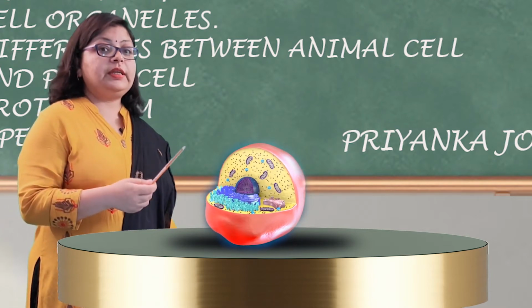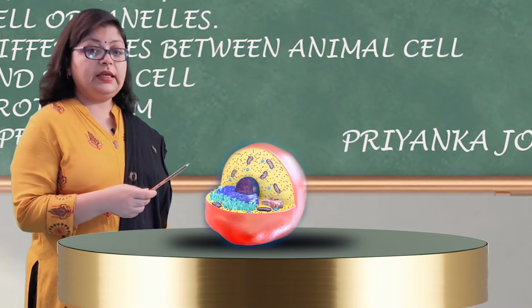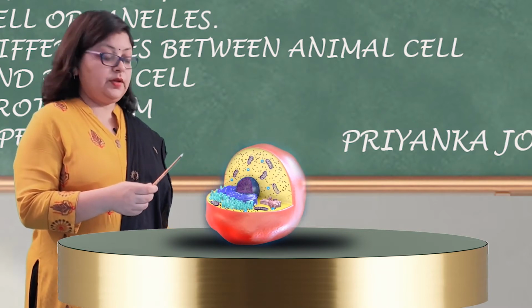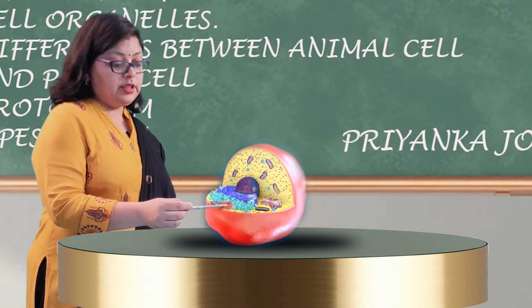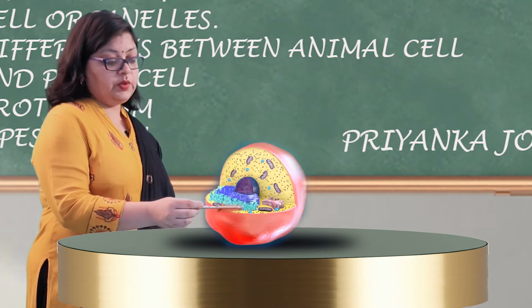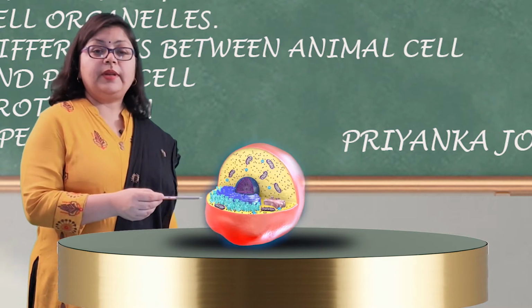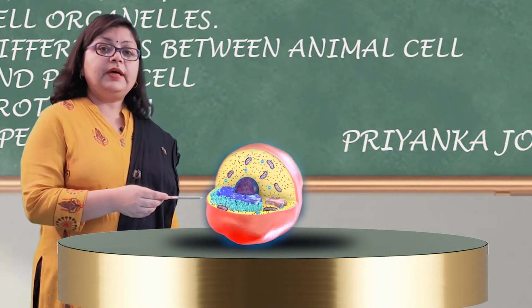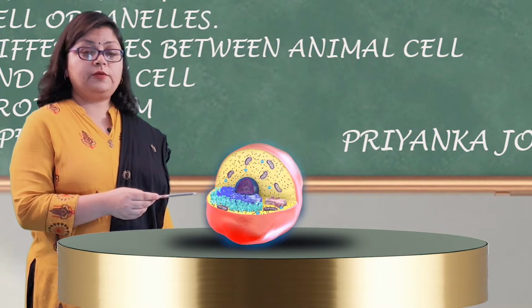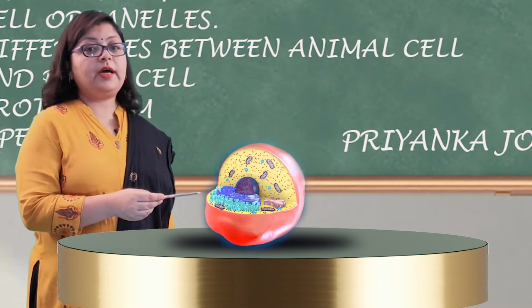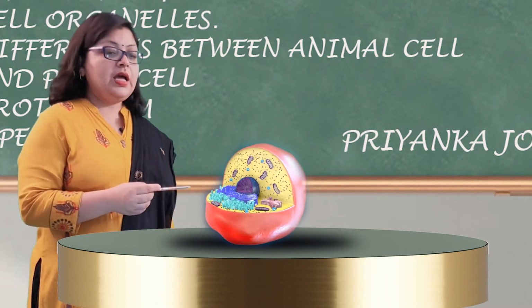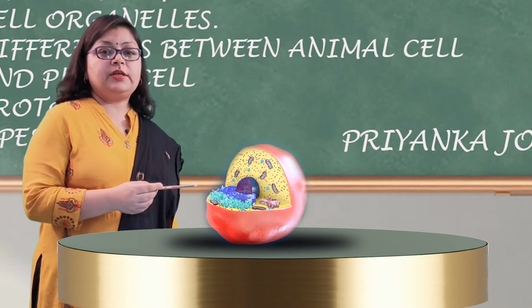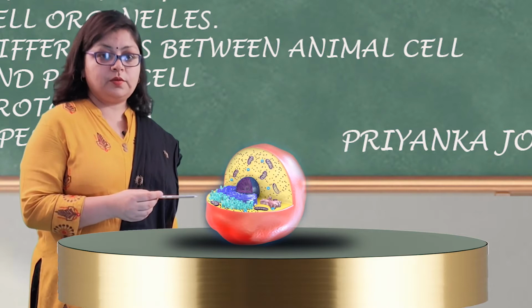Then we move to the next cell organelle, that is the endoplasmic reticulum. Here if you see near the nucleus, you can find a tubular form of a network that is known as endoplasmic reticulum. Endoplasmic reticulum could be of two types, that is the rough endoplasmic reticulum and the smooth endoplasmic reticulum. The rough endoplasmic reticulum is due to the presence of the ribosomes on it.